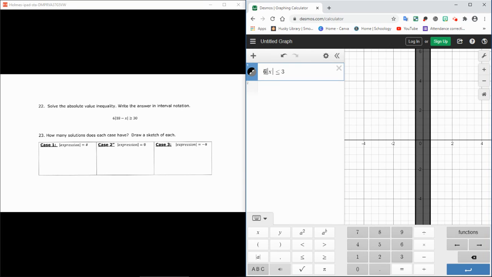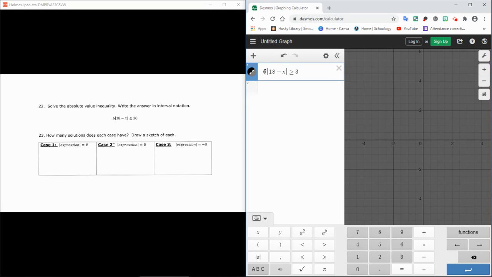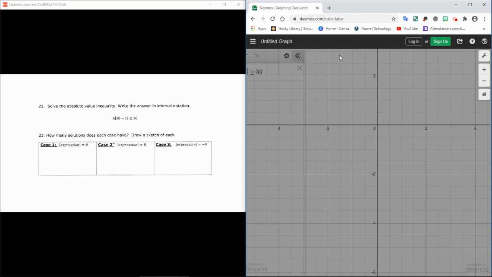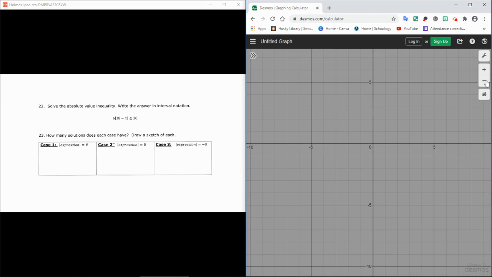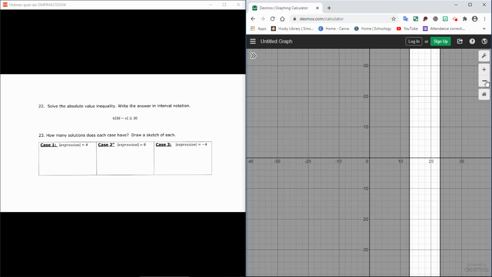Type it in as 6, 18 minus x greater than or equal to 30. Okay, now there's a lot. I need to zoom out here a little bit because there's a lot of numbers to worry about.